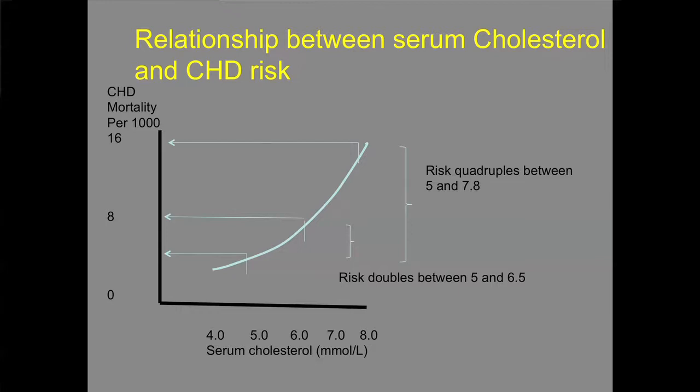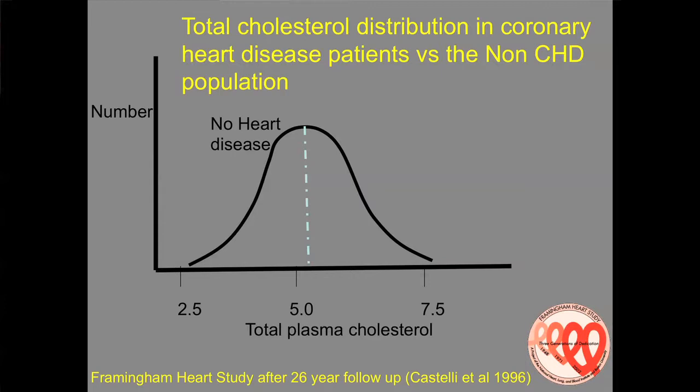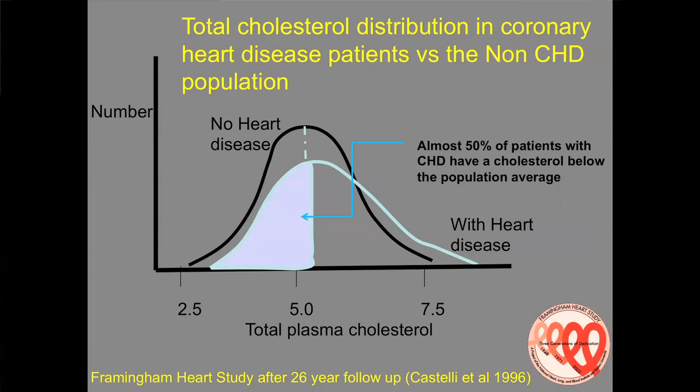But why I say it's not quite as simple as that is this figure. You can see the distribution of cholesterol here in a normal population without heart disease. And this is the distribution in the population with heart disease. And what you notice is that there is an area where the patient with heart disease has relatively normal cholesterol levels. That's a bit of a surprise, I suppose, for some people, that around 50% of heart attacks and 50% of patients with cardiovascular disease have normal levels of cholesterol.